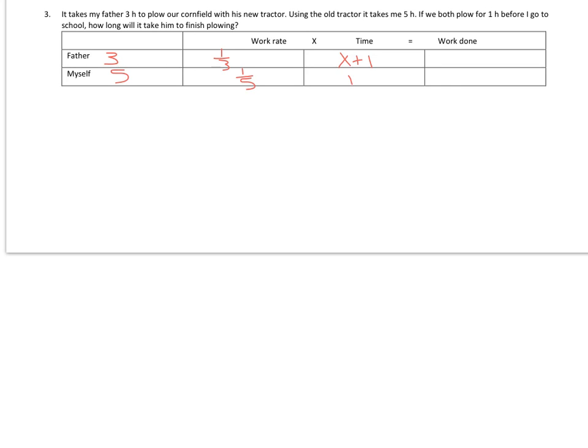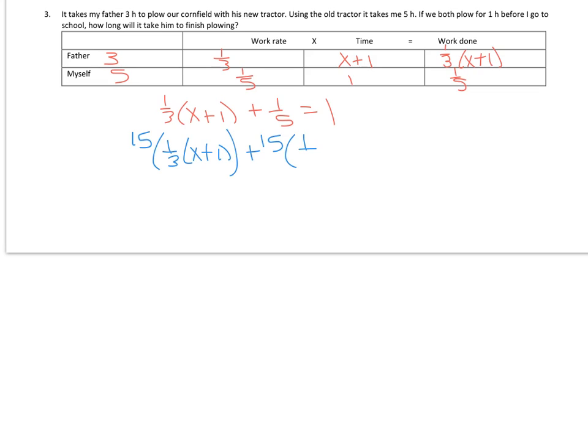Okay. And then the rest of this is the same. We're going to multiply straight across. So we take 1/3 times x plus 1. And 1/5 times 1 just gives me 1/5. Okay, so if this is how much my father can get done, and this is how much I get done, when we're finished, we plowed one whole cornfield. Okay? And once again, I really don't want to deal with those fractions, so what would I multiply by? 15. So we're going to take 15 times 1/3 times x plus 1. And 15 times 1/5. And don't forget about that right-hand side.